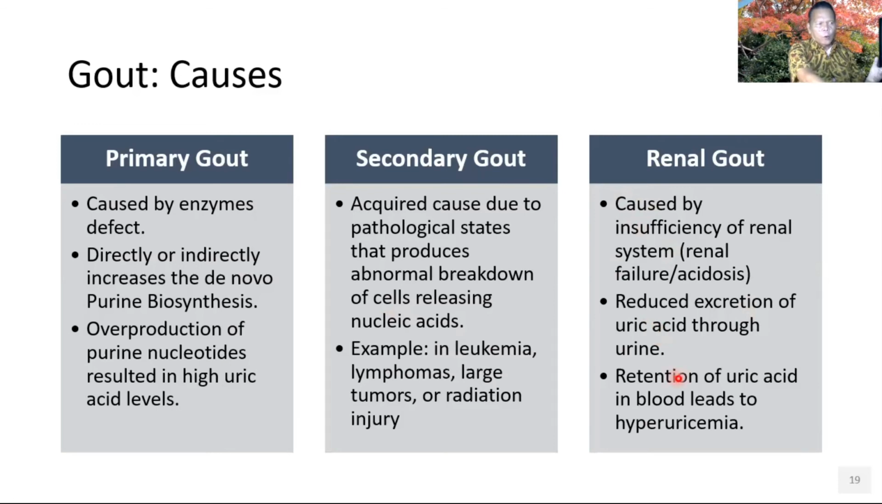So we have three gout categories. We call them primary gout, secondary gout, and renal gout. And the causes of primary gout, secondary gout, and renal gout are completely different.